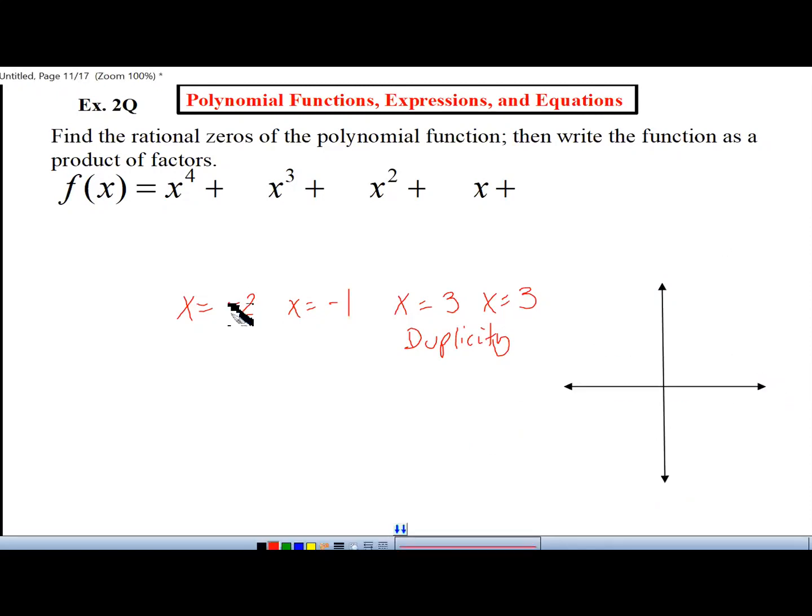What is my first x-intercept? -2. What is my next one? -1. What is my next one? +3. And my next one, also +3, I'm going to make it bigger.